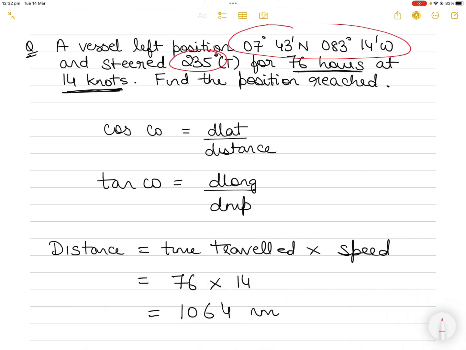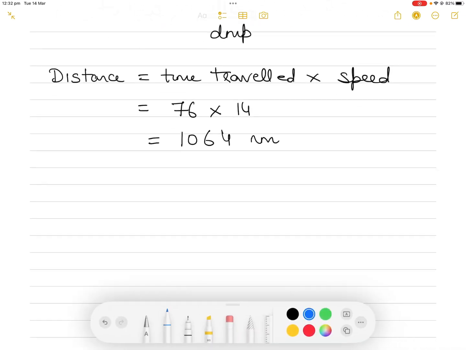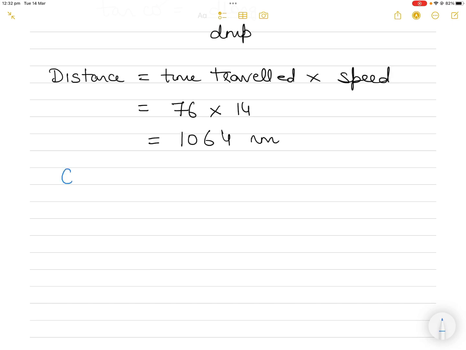All right, so we found the distance. Let's go back to the list of formulas and see what we have. We have the course steered, we have the distance. So the first formula we can use is formula number 1, because 2 out of the 3 things are given to you. But before we do that, let's do some more with the information that is given to us. So 235 degrees is the course we are steering, right? Course is equal to 235 degrees.